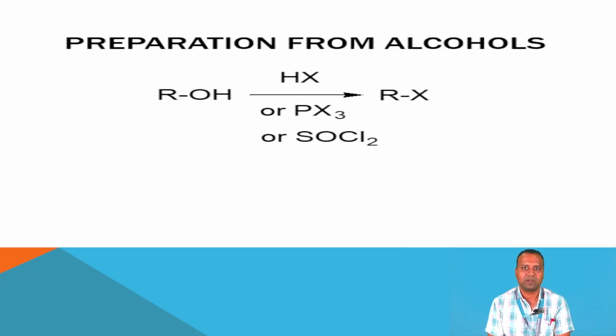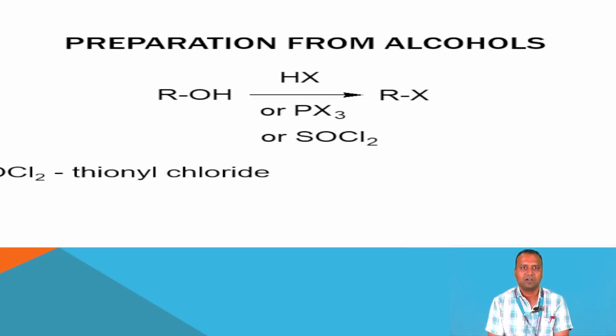It is also prepared from different types of sources, specifically from alcohols. We can prepare alkyl halides from alcohols by carrying out the reaction with hydrochloric acid, hydrobromic acid and hydroiodic acid, in the presence of phosphorus trichloride, trifluoride and tribromide. It is also prepared by using thionyl chloride. What is thionyl chloride? Thionyl chloride has the formula SOCl2.